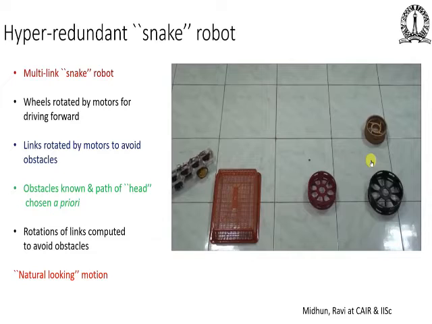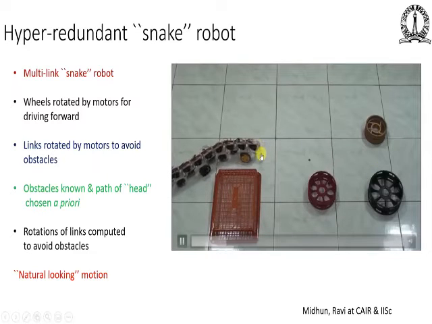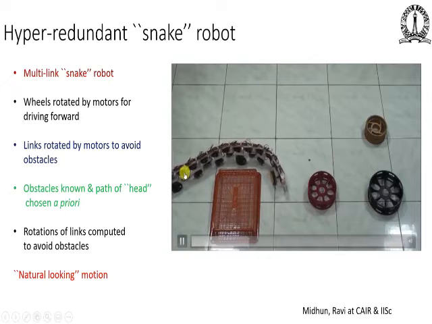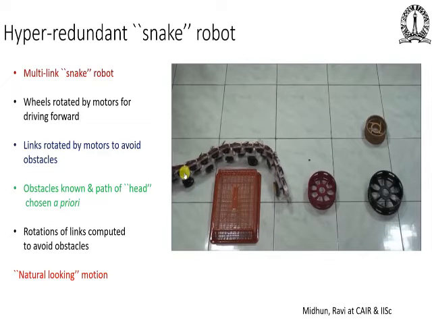Okay, let's see it once more. Now the head is moving such that it is trying to avoid this obstacle and go through this path. The rest of the body is still straight. This is what I meant by a very natural looking motion.